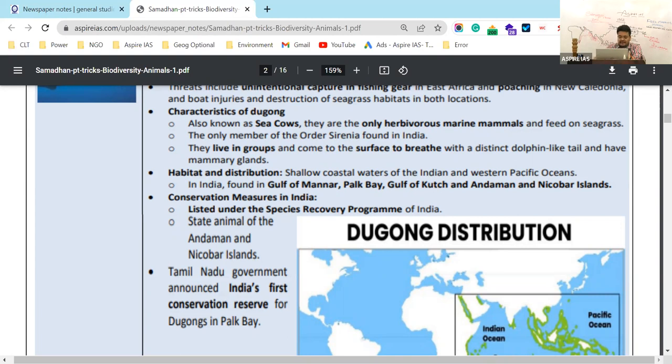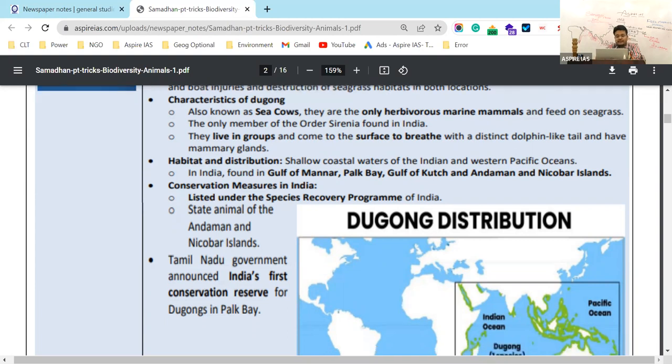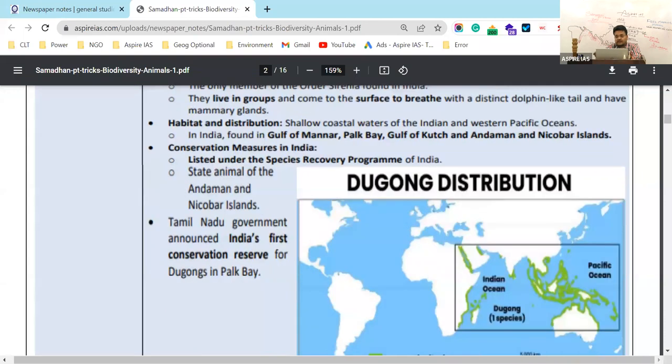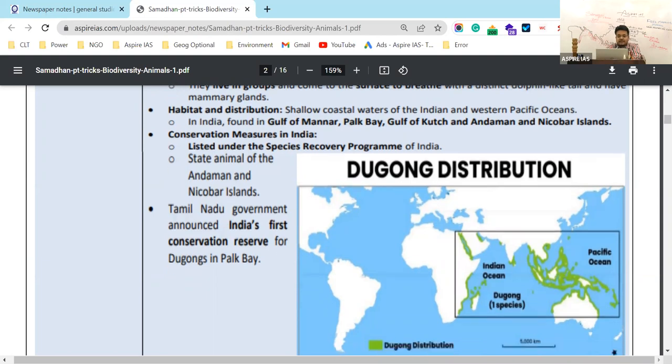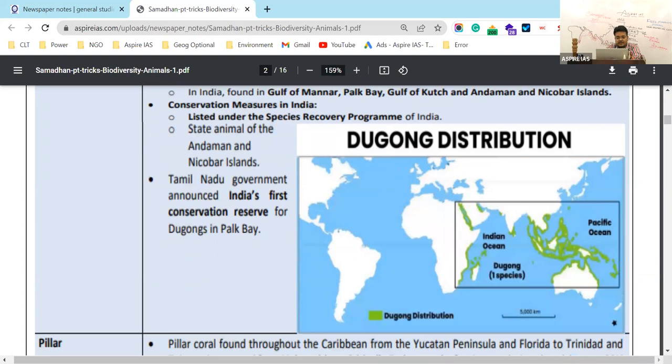They have a distinct dolphin-like tail and have mammary glands. Habitat, I have already told you: India and the Western Pacific. So they are living in the Western Pacific, Papua New Guinea, Polynesia, Melanesia, Gulf of Mannar, Palk Bay, Gulf of Kutch, Andaman Nicobar. Listed under the Species Recovery Program of India. State Animal of Andaman Nicobar, remember this too.